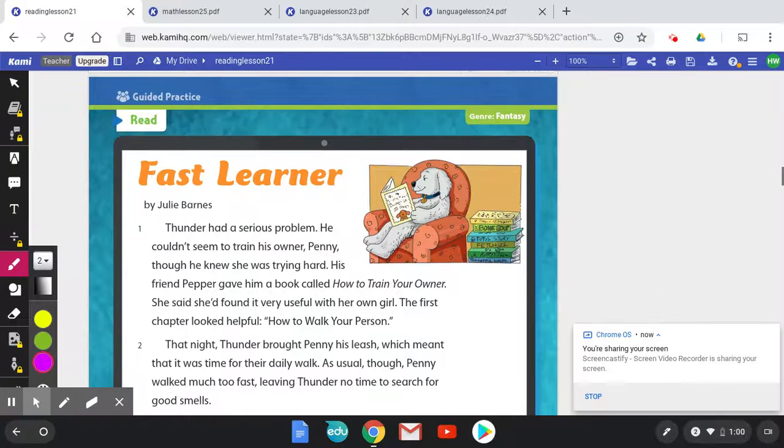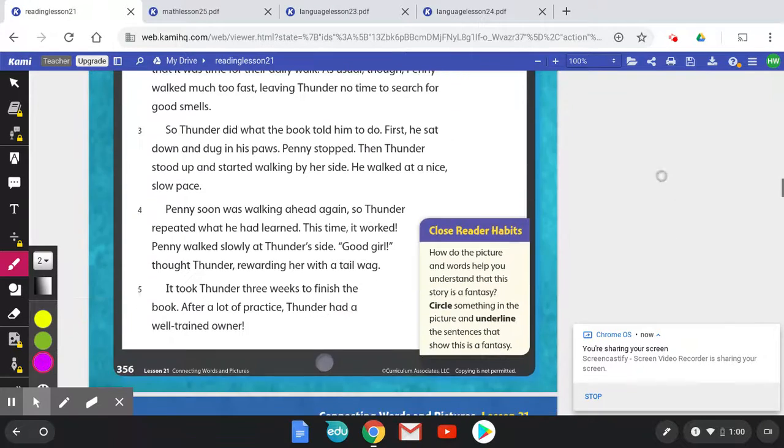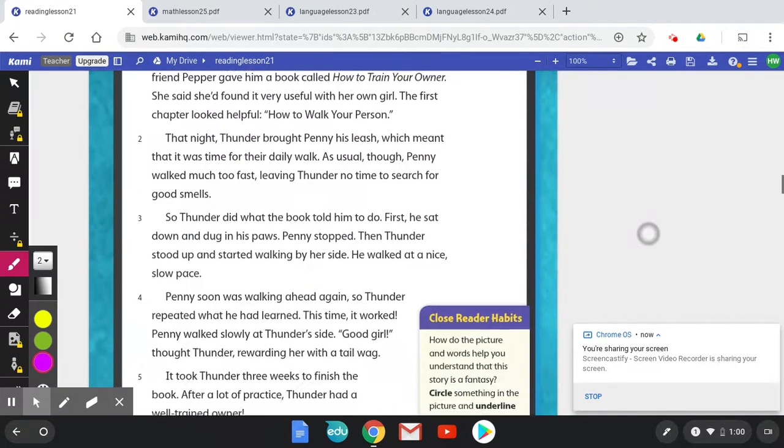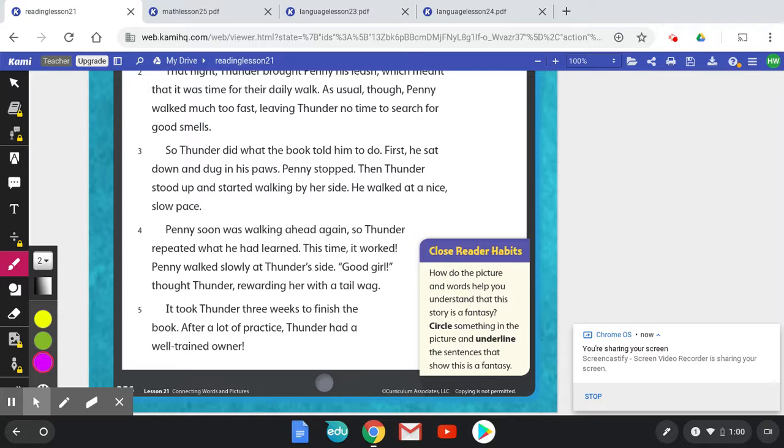Hey guys, so today we're going to continue working on our reading lesson, talking about connecting words and pictures. And you should have already read this story, this fantasy called Fast Learner. And as you read, I hope that you use the picture to help you understand what they were telling you in the text.